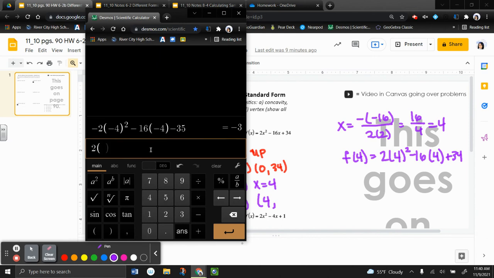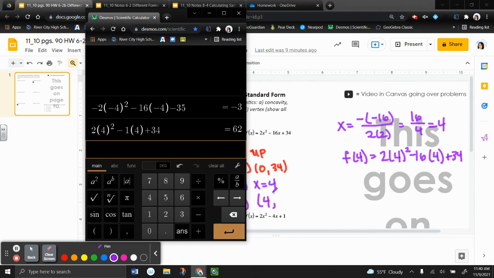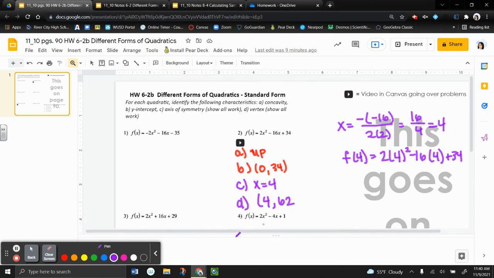So 2 times 4 squared minus 16 times 4 plus 34. So we get 62. So (4, 62) is going to be my vertex.